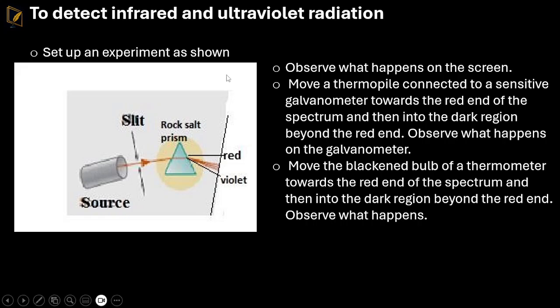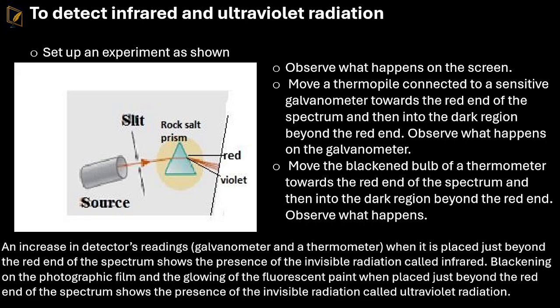Then we move the blackened bulb of a thermometer towards the red end of the spectrum and then into the dark region beyond the red end, and you observe what happens. So this is the explanation. An increase in the detector readings of the galvanometer and the thermometer when placed just beyond the red end of the spectrum shows the presence of invisible radiations called infrared radiations.